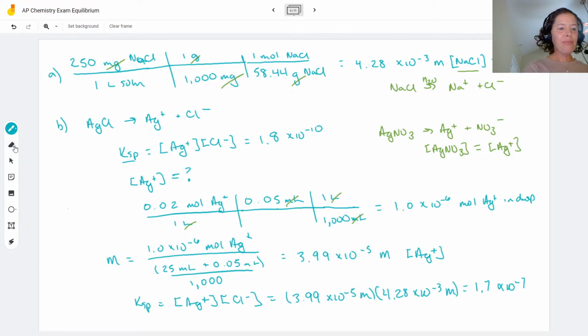Okay, so you can see here if I'm comparing, this is my value based on how much silver and chloride I have in solution. This is my KSP. So because my value that I calculated here is greater than KSP, then yes, I will form a precipitate. So because 1.7 times 10 to the negative 7th is greater than my value for KSP, yes, precipitate.